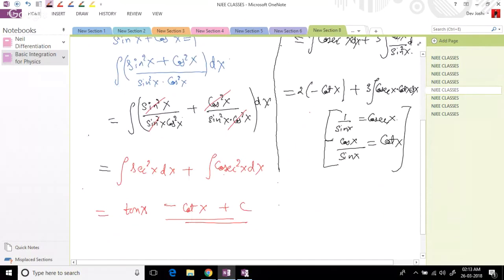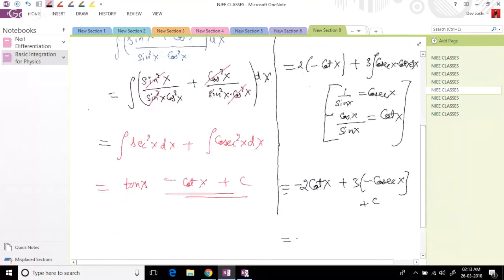So that is going to be equal to minus 2 cot x plus 3 integral of cot x cosec x. What is that? Minus cosec x, right? Because the differentiation of cosec x is going to be minus cosec x cot x. So the integration of cot x cosec x is going to be equal to minus of cosec x, and plus c. So what is that? It is going to be equal to minus 2 cot x minus 3 cosec x plus c. So that is going to be your final answer.